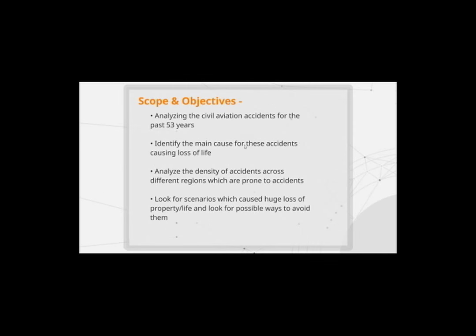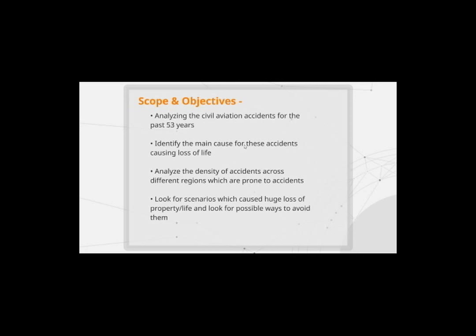Now let us talk about the scope and objectives of our project. Analyzing the civil aviation accidents for the past 53 years, identify the main cause for these accidents which cause loss of life, analyze the density of accident across different regions which are prone to these accidents, look for scenarios which caused huge loss of property and life, and look for possible ways to avoid them.